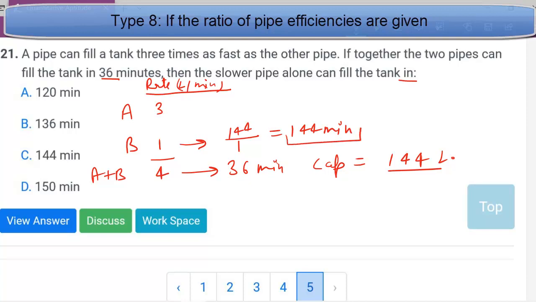So here we have covered a different type of question in pipes and cistern. I hope this helps.